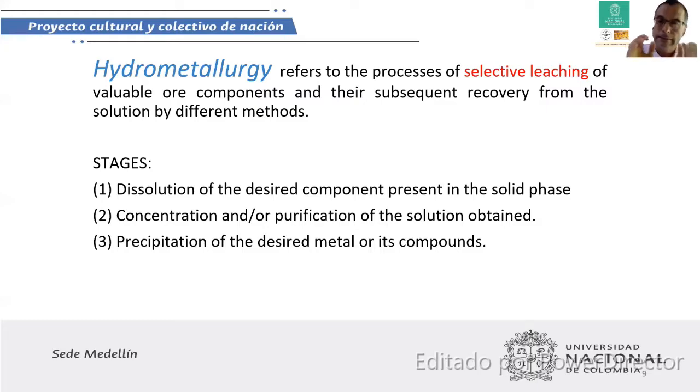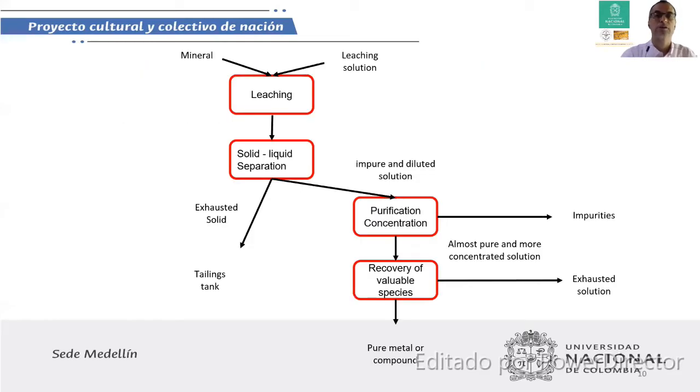Dissolution, and then we make some concentration or purification of the solution. And finally, the next stage in the hydrometallurgical processing is precipitation. It's important because it's very selective, and it depends, of course, on the characteristics of the mineral we are going to process. And the other is the solvent we are going to use. It's very important to define which solvent we will use.